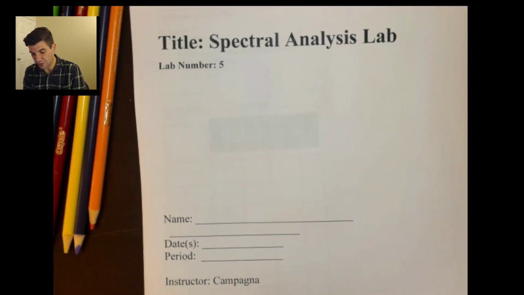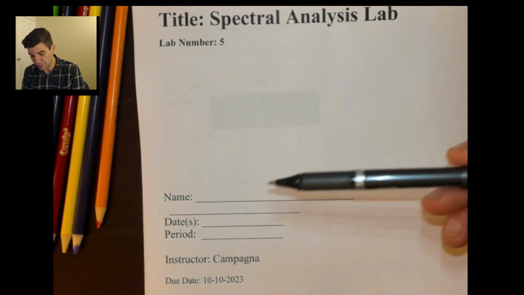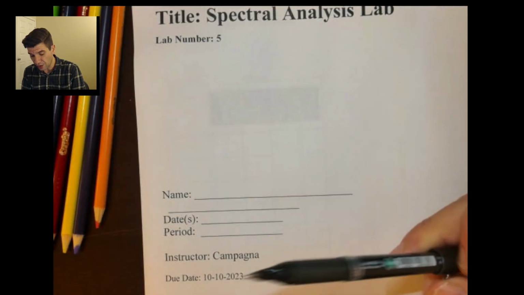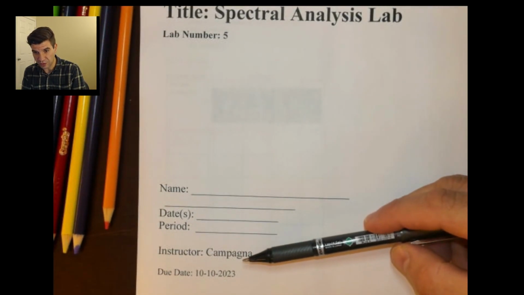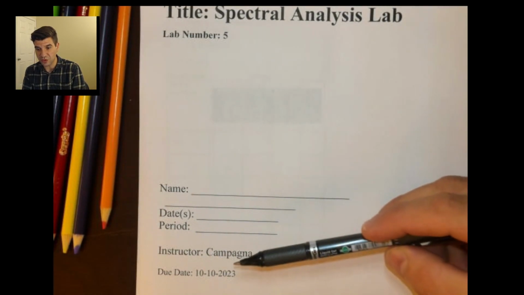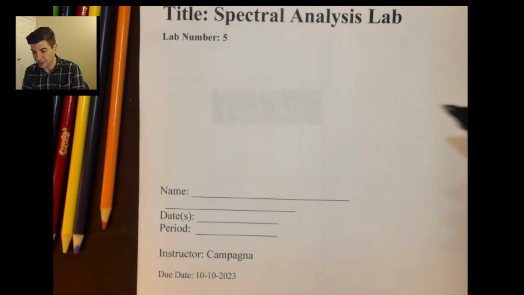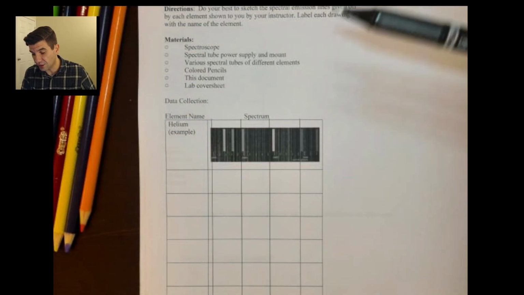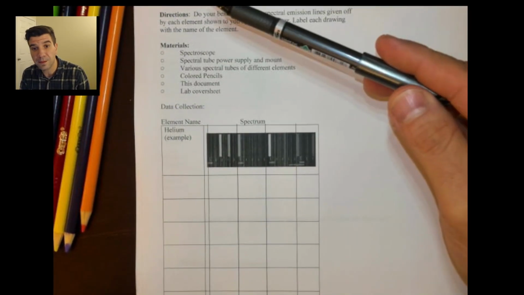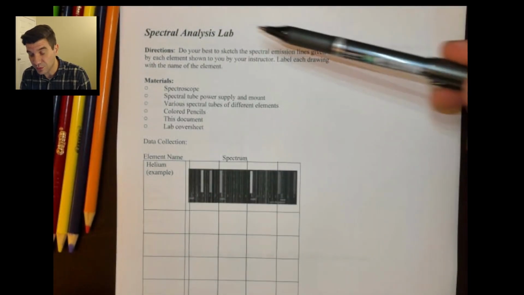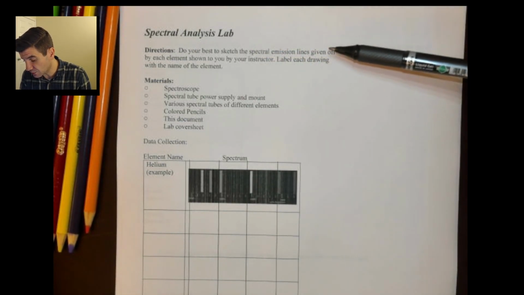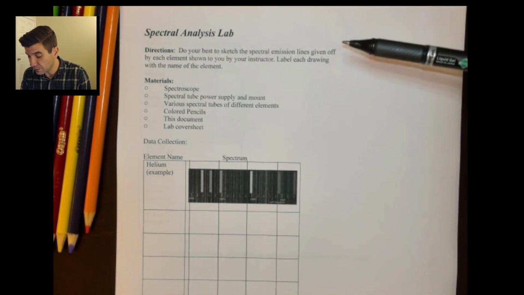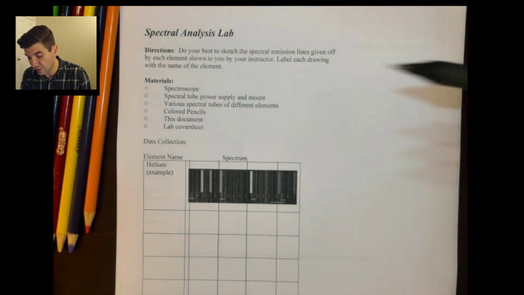So please start off by writing your name, the date, whatever your period is. This one I'm doing for the year 2023, so this due date is actually on the 10th. If you flip the page, you can see here Spectral Analysis Lab. You have your directions. Do your best to sketch the spectral emission lines given off by each element shown to you by your instructor. Label each drawing with the name of the element.